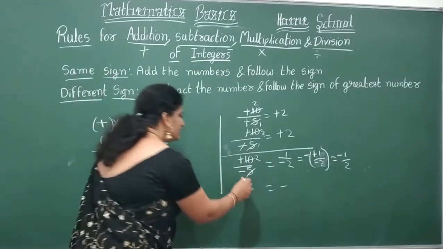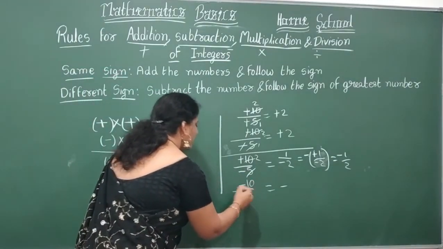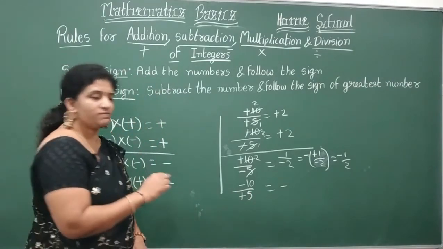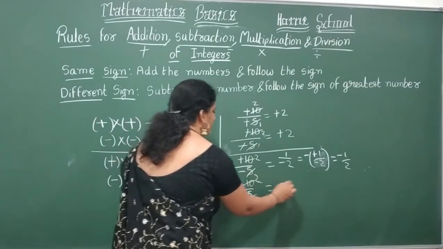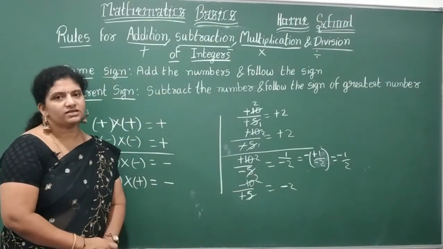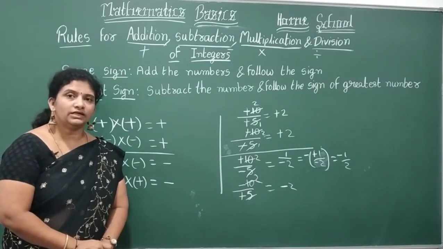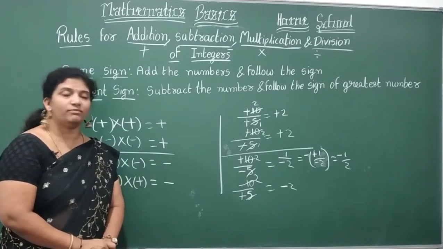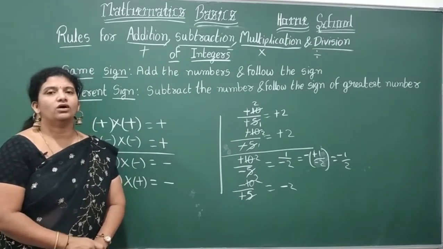So now similarly, minus 10 by plus 5. Again minus by plus will be negative. 5 2s, that will be minus 2, your answer. So like this, children, we are going to do the problems carefully. We should learn carefully. By seeing the numbers or signs, we should be able to analyze what to do.